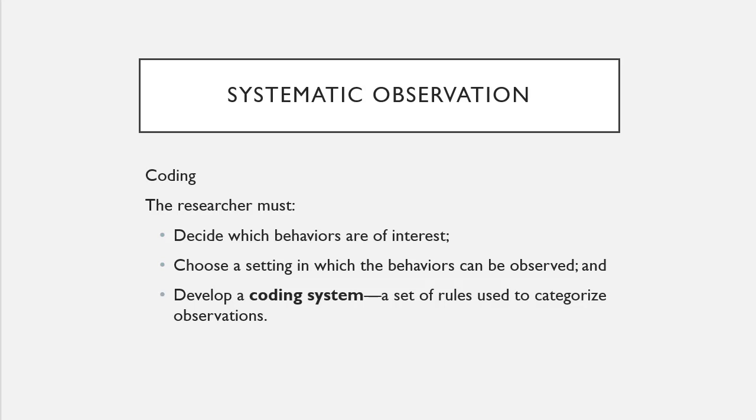But remember, with coding, we want to decide which behaviors we're talking about, choose the setting, so if it's naturalistic or if it's experimental, or we need to develop a coding system, so the rules that we use to categorize the observations, so the operational definitions that we use in order to qualify the behaviors that we are going to observe.